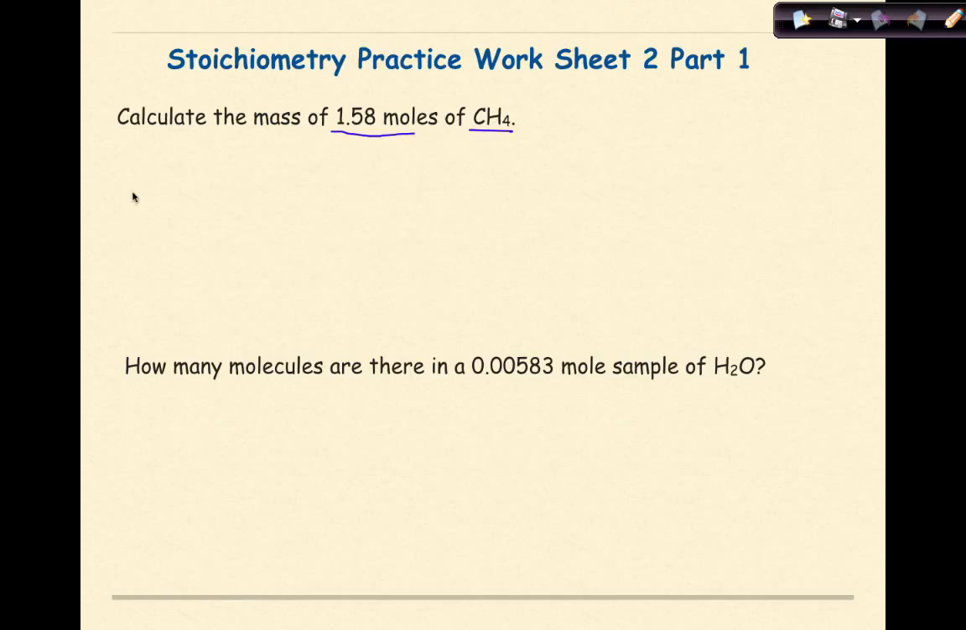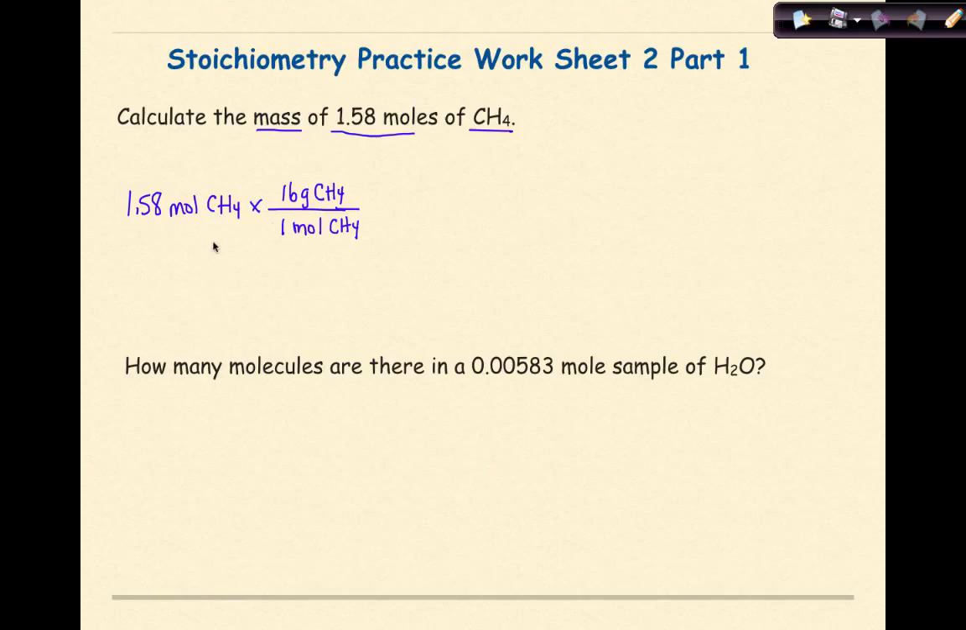First thing I want to do is write out my given, 1.58 moles of methane, CH4. I'm going to put a multiplication sign and a line. Whatever unit I start with is going to go on the bottom, moles of methane. And what I want here is the mass, and we know that mass is represented by grams. If I find the gram formula mass of CH4, it is 16. So there is 16 grams of CH4 in 1 mole of methane.